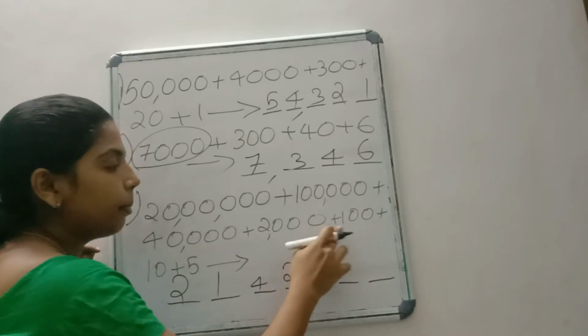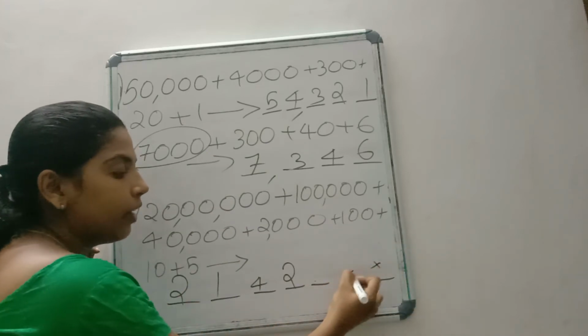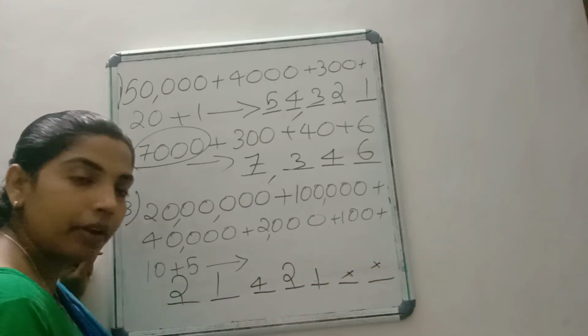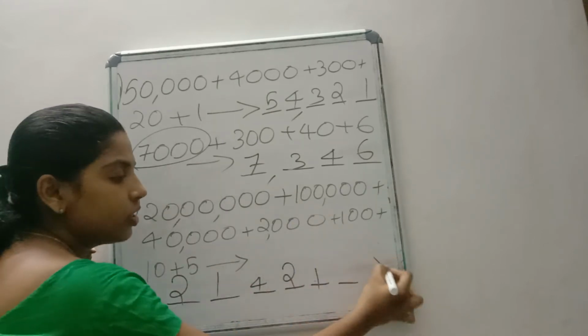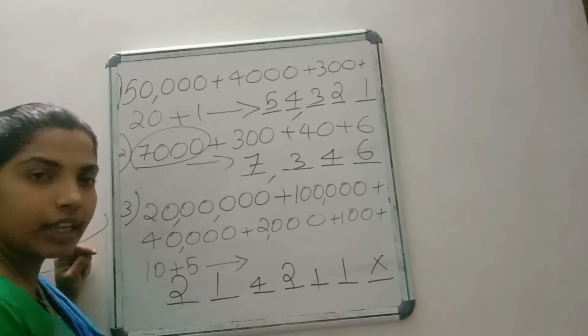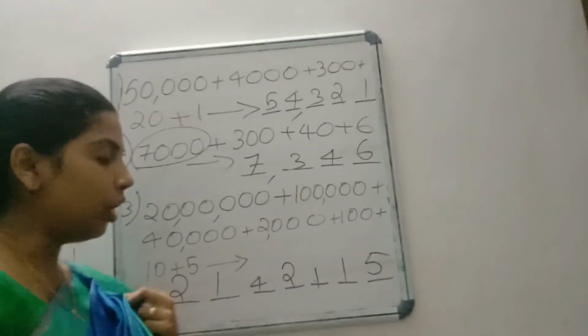Now which is the next number? 100. So 2 zeros are there. Starting from the right end, leave 2 places and in the next place write that number. Then 10. How many zeros? 1 zero. Just leave 1 place and write 1 in the next place. And the final number is 5. So this is our number.